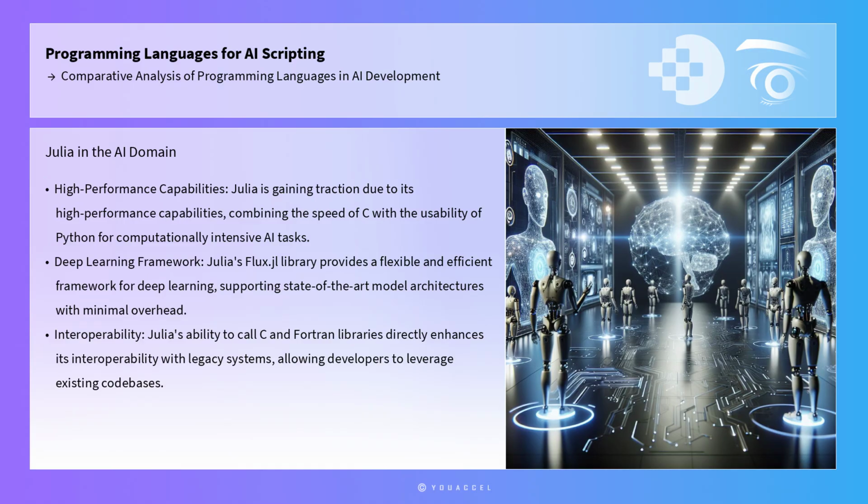Julia, a relatively new language in the AI domain, is gaining traction due to its high-performance capabilities. It combines the speed of C with the usability of Python, making it an attractive option for computationally intensive AI tasks. Julia's Flux.jl library provides a flexible and efficient framework for deep learning, supporting state-of-the-art model architectures with minimal overhead. Additionally, Julia's ability to call C and Fortran libraries directly enhances its interoperability with legacy systems, allowing developers to leverage existing codebases while benefiting from Julia's performance advantages.